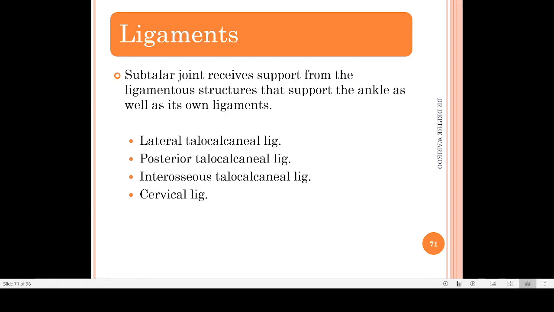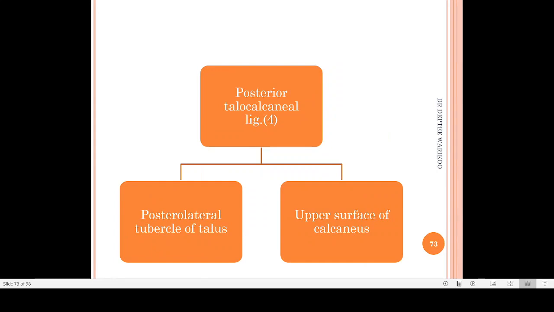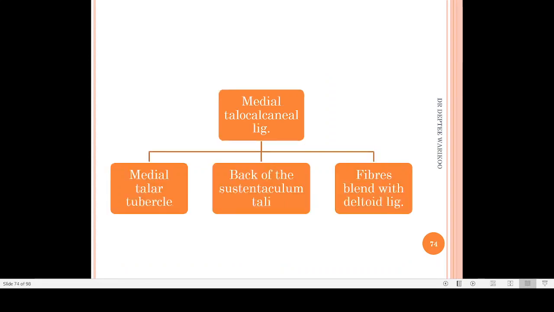It receives support from various ligamentous structures like the lateral talocalcaneal ligament, posterior talocalcaneal ligament, intraosseous talocalcaneal ligament and the cervical ligament. The lateral talocalcaneal ligament is from the lateral tubercle of the talus to the lateral calcaneal surface, and it descends obliquely and posteriorly. The posterior talocalcaneal ligament is from the posterior lateral tubercle of the talus to the upper surface of the calcaneus.